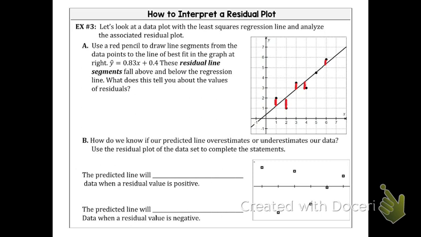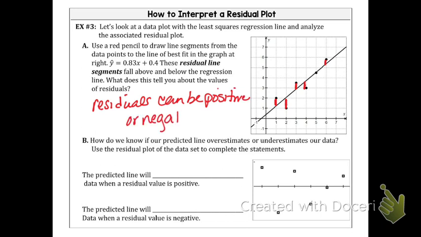What does this tell you about the value of the residuals? Well, the residuals can be positive or negative. So if they're up here, then my residuals are positive because my actual value is more than the predicted. And if my residuals are down here, they're going to be negative because my actual is less than my predicted.